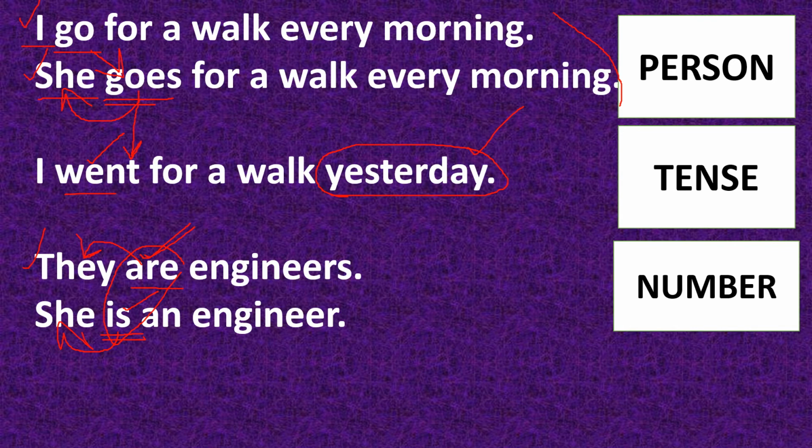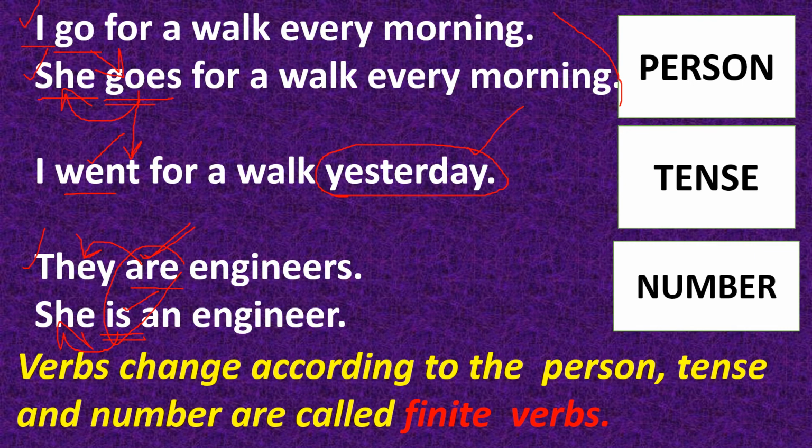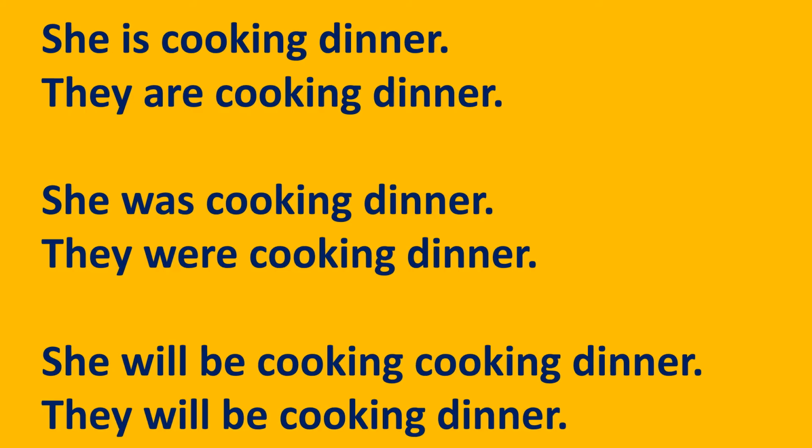So what we have observed here: in the first step the verbs are changed according to the person. In the second one, the verb is changed according to the tense. In the third part, the verbs are changed according to the number. These kinds of verbs are called finite verbs. What are finite verbs? The verbs that change according to the person, according to the tense, and according to the number are called finite verbs. Let us identify some more finite verbs in the following examples.